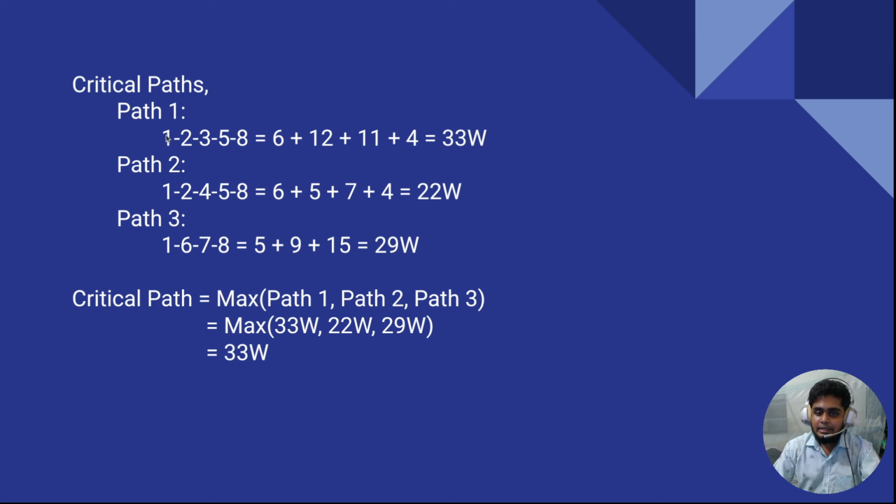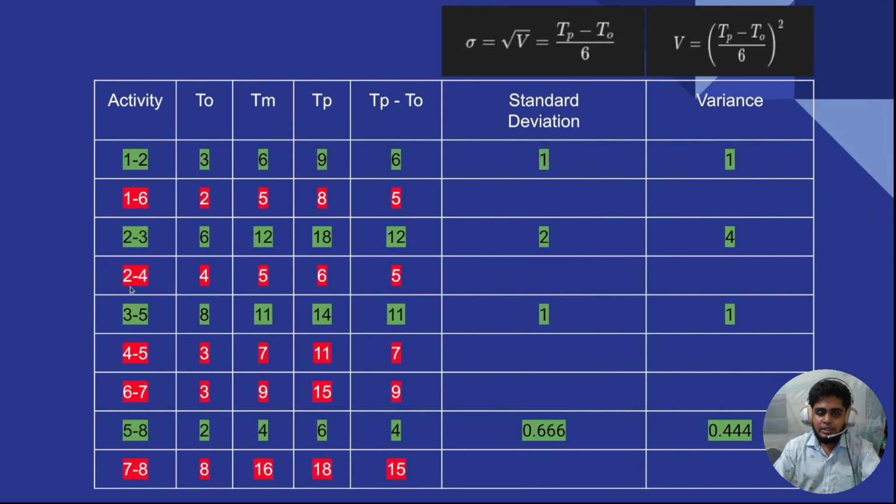That's why I take those parts, basically 1 to 2, 2 to 3, 3 to 5 and 5 to 8. I have to calculate for those values. I don't need to calculate those other values: 1 to 6, 2 to 4, 4 to 5, 6 to 7 and 7 to 8. You can omit these rows here. You can just write 1 to 2, 2 to 3, 3 to 5 and 5 to 8.